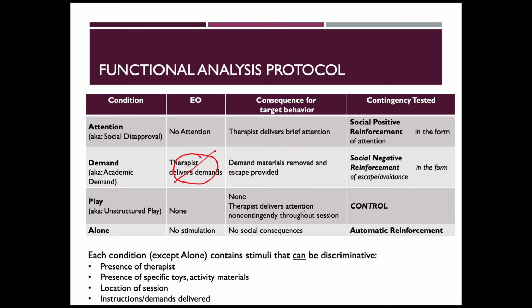Let's just say we run through a functional analysis and we see that the problem behavior is maintained by social positive reinforcement in the form of attention. Okay, so what is the EO? The EO is no attention, right? We set up the condition where the child and therapist are in the session room, and the therapist does not provide attention. They only provide attention if the problem behavior occurs. So, if the problem behavior occurs most in this condition, we know it's maintained by social positive reinforcement, but let's say we want to intervene using an antecedent strategy. What does that intervention look like? Well, if the EO is no attention, if we want to eliminate the problem behavior, what would we do?